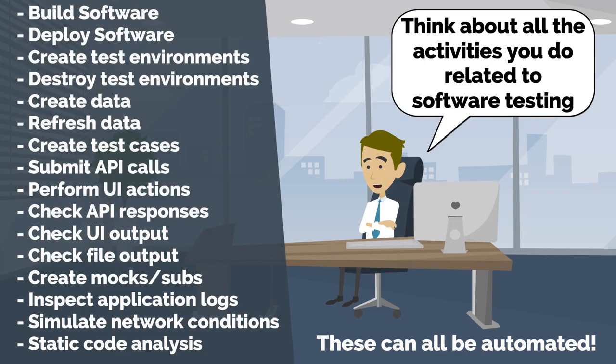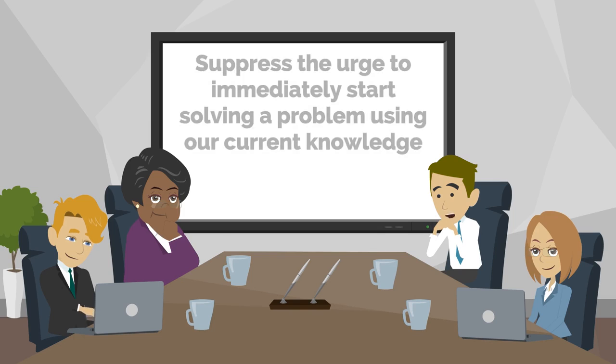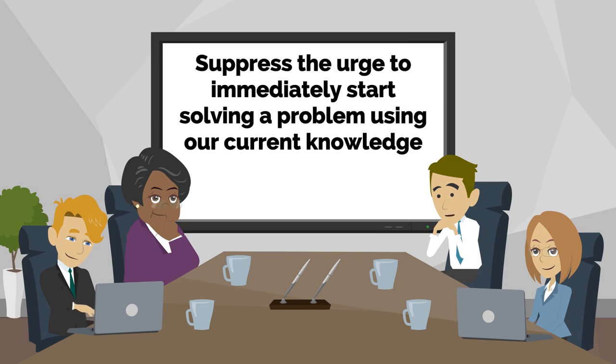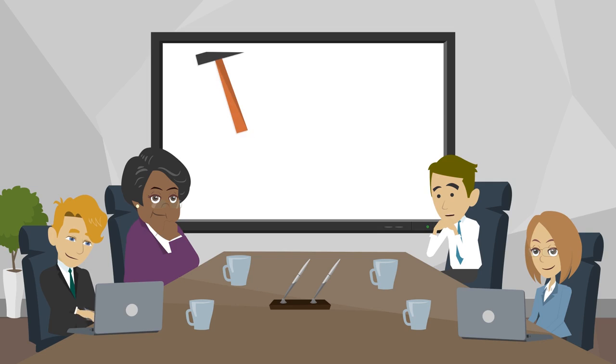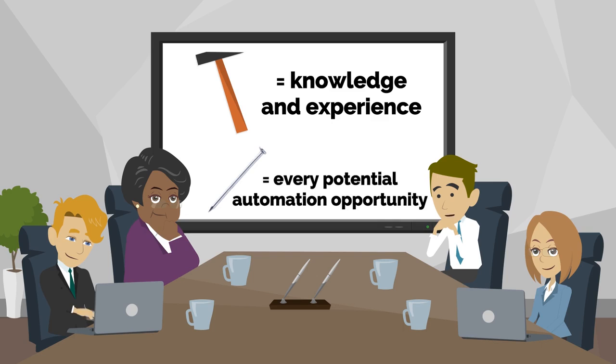So if we think about the list of things that we do as part of testing beyond just executing test cases, we're likely to come up with a relatively long list of activities, as we just saw. So let's look at how we can use that list as a starting point to identify opportunities to benefit from automation. The first and probably most difficult thing we need to do is suppress our urge to immediately start solving a problem using our current body of experience and knowledge. That experience and knowledge is very important and certainly very valuable, but it can also be self-limiting if we put blinders on and only view the world from that perspective. If we call that experience and knowledge our hammer, then we need to resist the urge to see every potential automation opportunity only as a nail.